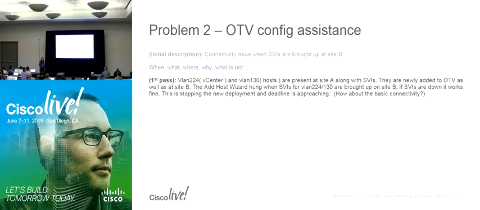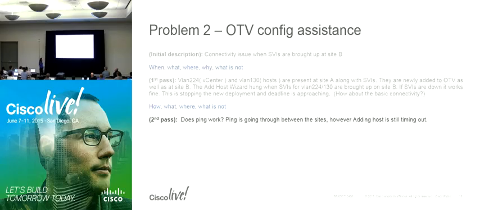Again, how about basic connectivity? What do we do with basic connectivity? We do a ping. So what is the problem? Where does it happen? And what is not the problem? Where does it work, basically? Once in a while. Okay. So does ping work? Ping is going through fine. Now what? Application is still failing.